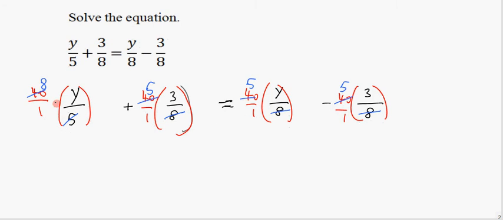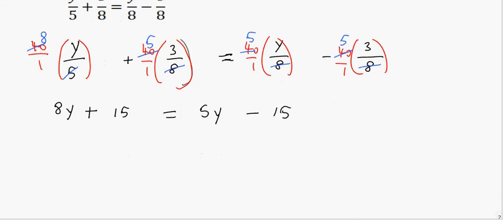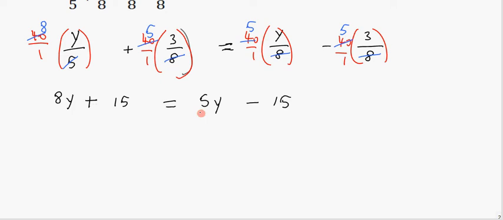All right, so simplified, it looks like this. 8y plus 5 times 3 is 15 is equal to, and this is 5y minus 15. So now we don't have any fractions, but we still have y's on both sides of the equation. I want all the y's on one side or the other. I'm just going to move them to the left because I've got more y's on the left.